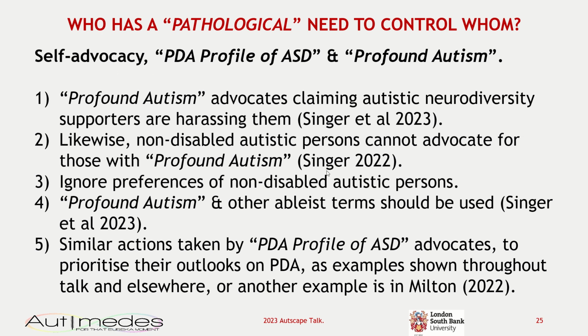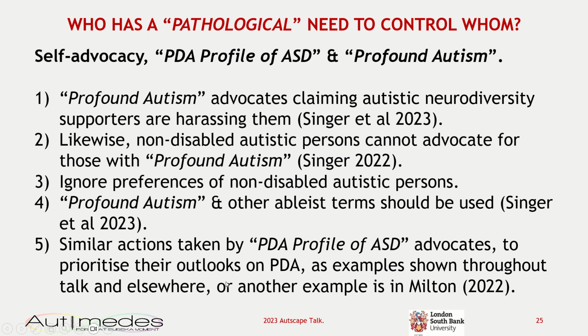The profound autism advocates are trying to argue for ignoring non-disabled autistics' preferences, and they're also saying that other ableist terms like profound autism should be used. This compares to PDA profile autism advocates in terms of ignoring people's views like mine and Damien Milton's on how rational demand avoidance should be used, or ignoring that most autistic people do not want autism to be divided into autism subgroups.